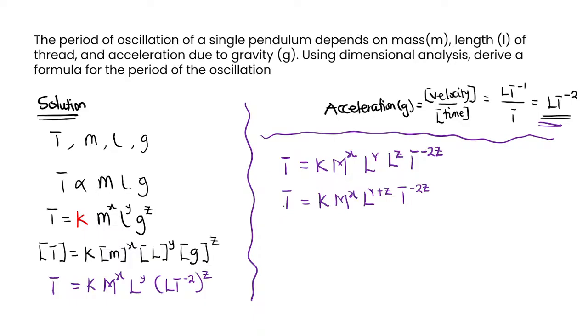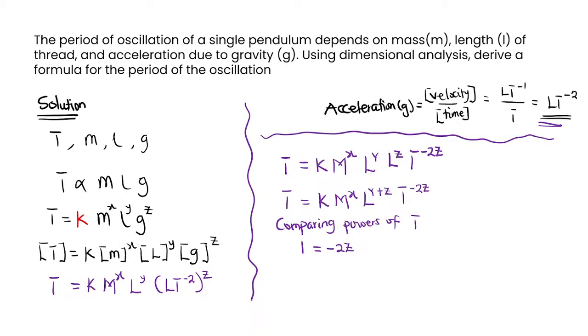So in comparing powers of t, I have here t raised to the power 1. So just the powers, I'll write 1 over here. That is equal to, if I compare to the t over here, this is raised to the power negative 2z. So this is minus 2z over here.